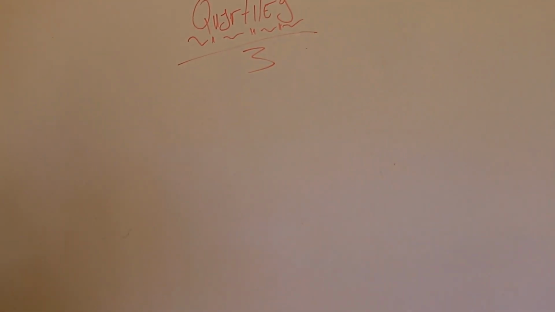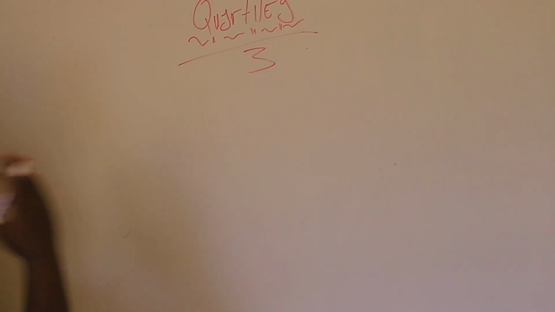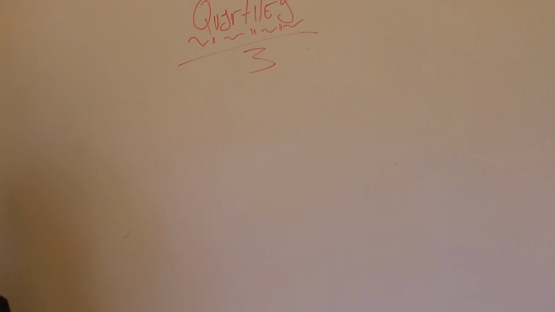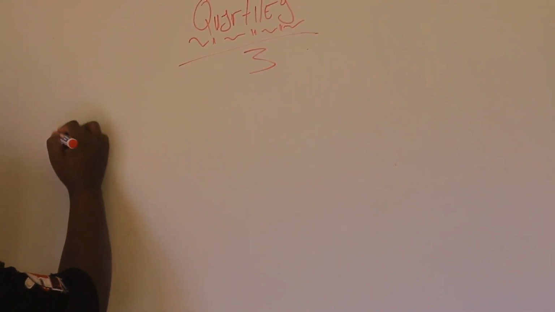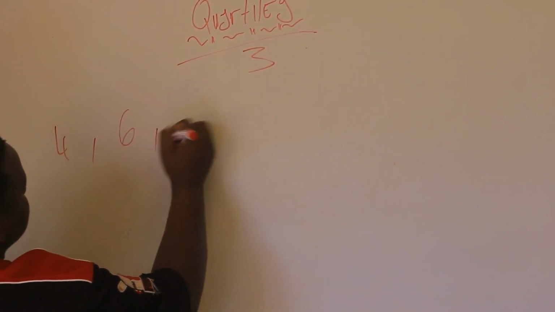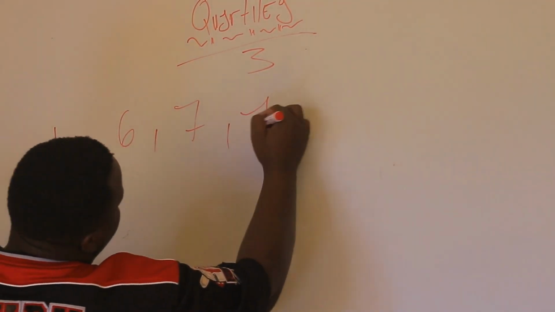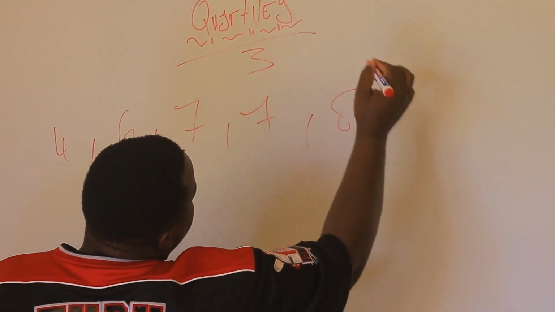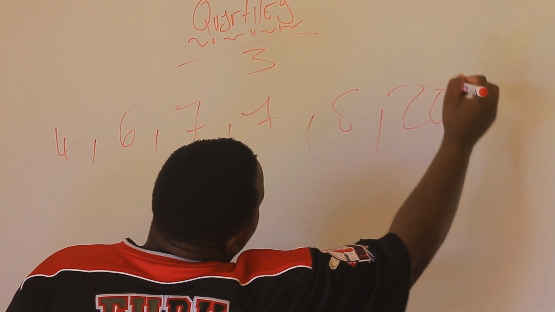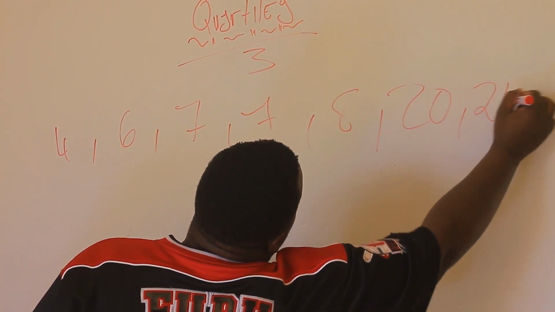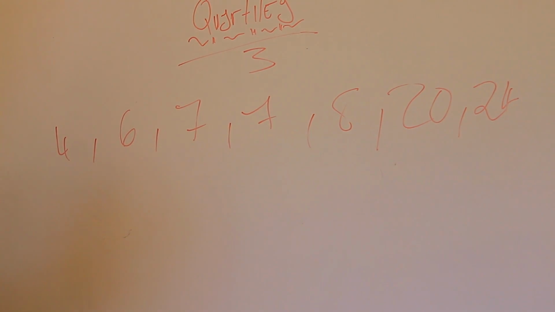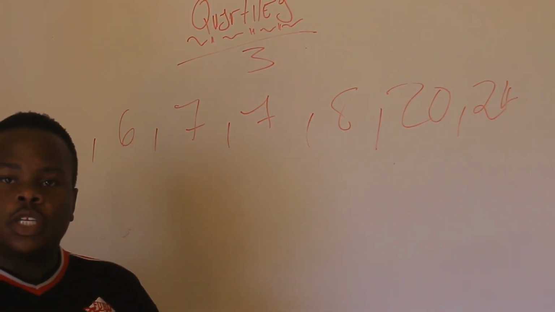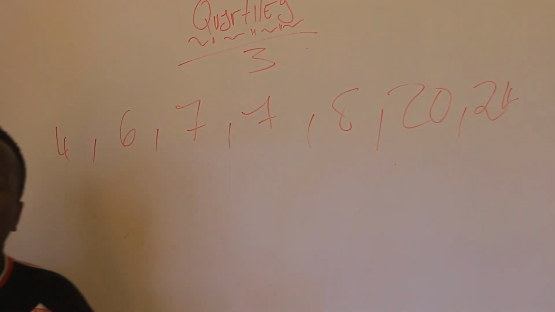Remember, it's data handling. That means most of the time we're going to be provided with marks, prices of cars, whatever it's going to be. So let's say we're given a certain set of numbers: 6, 7, 7, 8, 20, and 24. First of all, we're given this. Now we need to obtain our quartiles, and there are three of them.